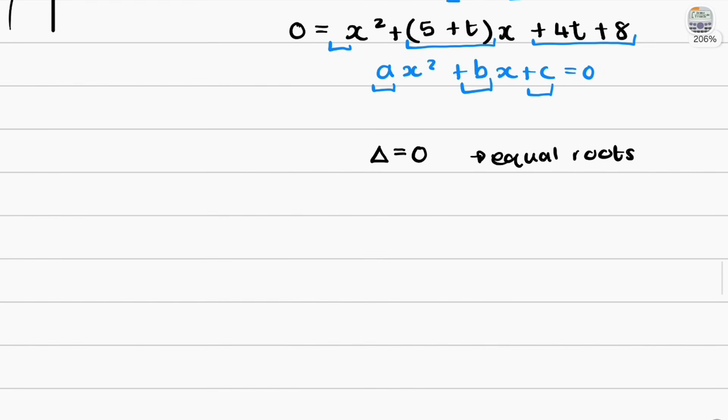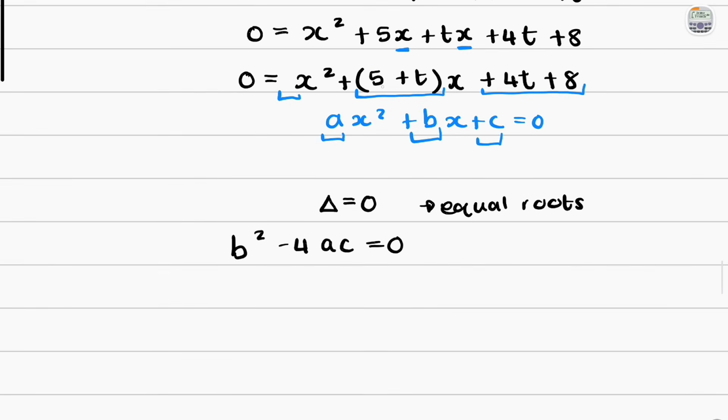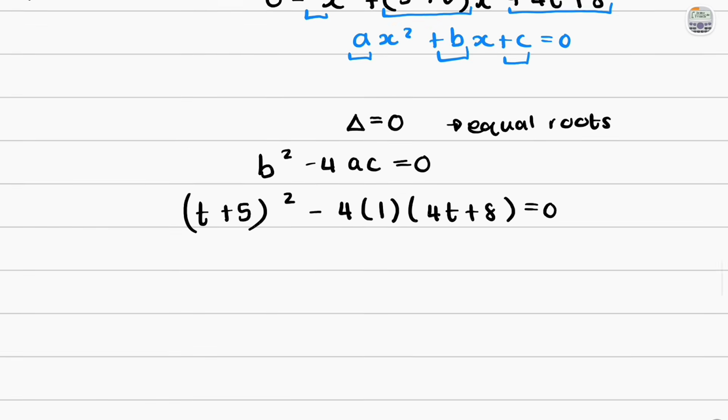So we're going to make the discriminant equal to 0, and so we're saying the discriminant is found by saying b squared minus 4ac is equal to 0. Okay, set it equal to 0. So what is b? b is 5 plus t, or we can just call that t plus 5. So t plus 5 all squared. And then we have here minus 4 multiplied by a, which is 1, multiplied by c, which is 4t plus 8, is equal to 0.